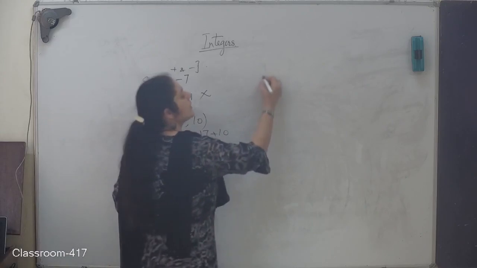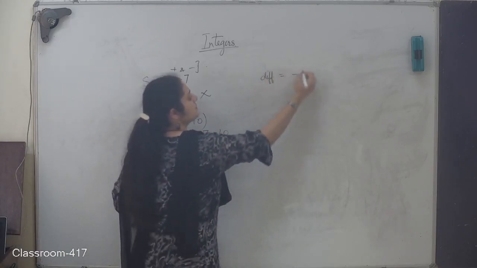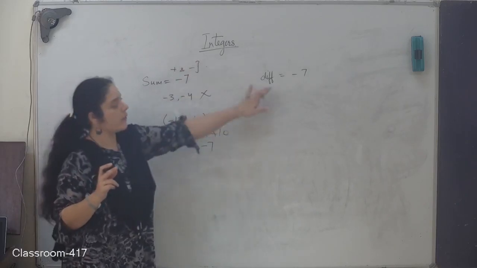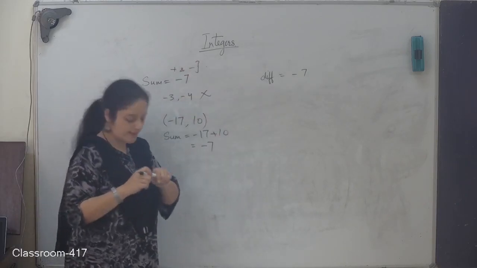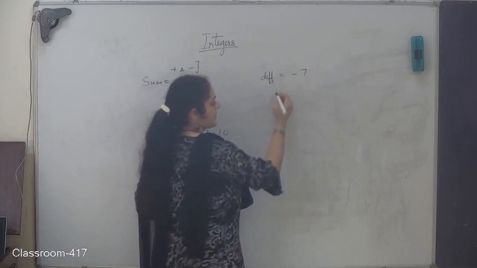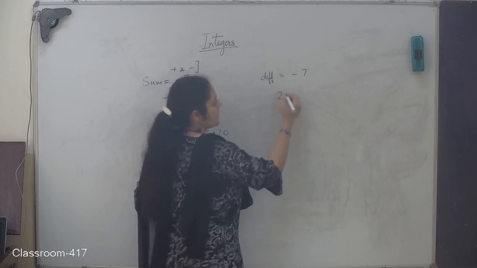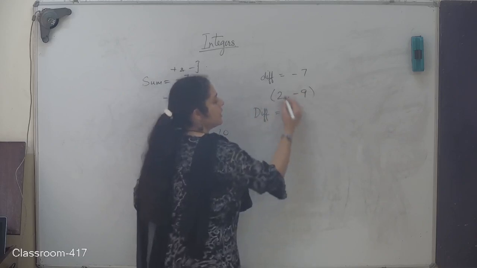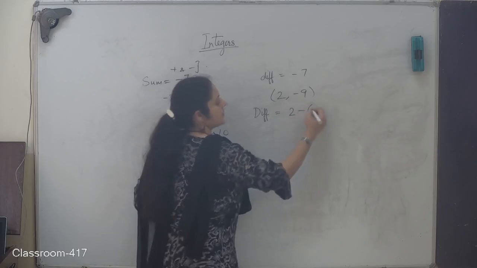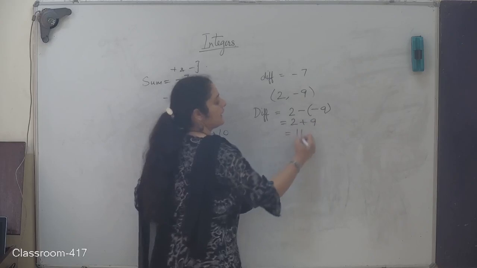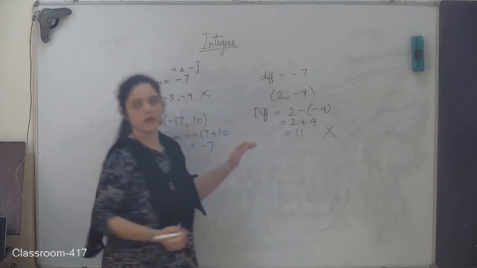Now supposing I want the difference to be minus 7. So one positive, one negative integer I want, and I want the difference to be minus 7. So let's try. Supposing I think 2 and 9 have a difference of 7. So I'll take 2 and let's say minus 9. But again, like we saw in the other question, this is my first integer minus the second, which becomes 11, which is really not what I want.